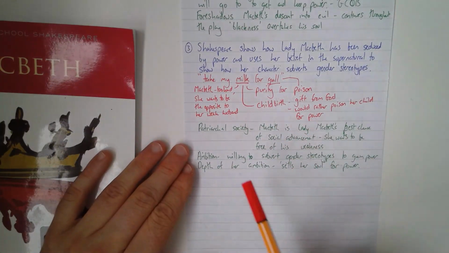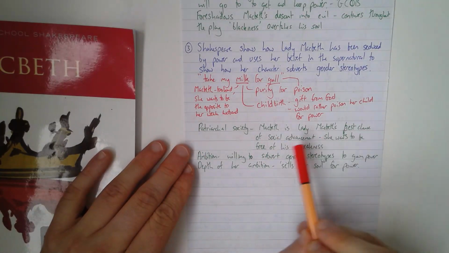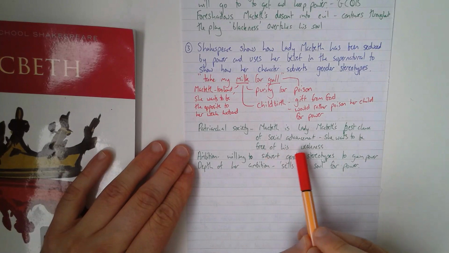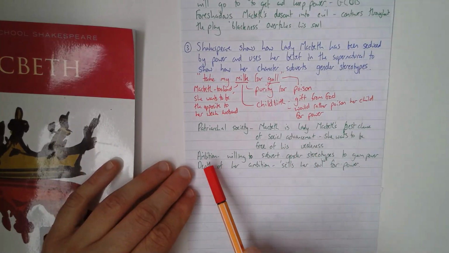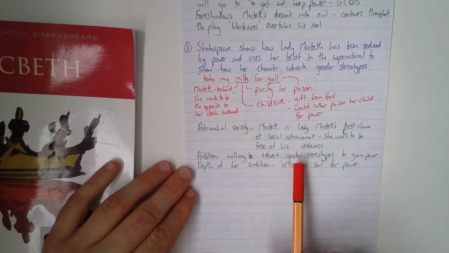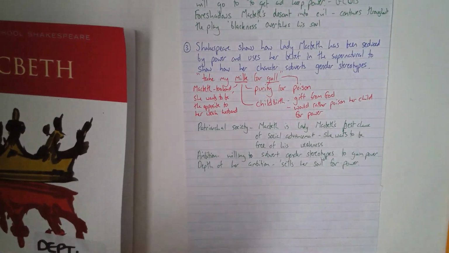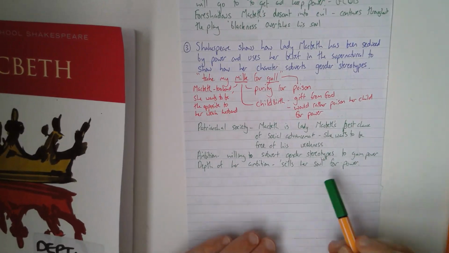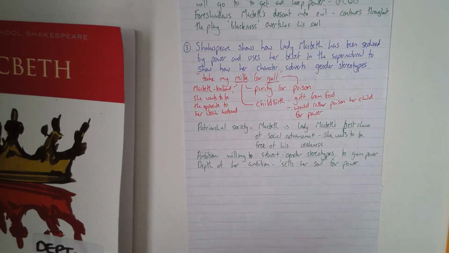And why does Shakespeare do that? Well, it's a patriarchal society. Macbeth is Lady Macbeth's best chance of social advancement. She wants to be free of his weakness to gain power. It's her ambition as a woman. She's willing to subvert gender stereotypes to gain power. It shows the depth of her ambition. She almost sells her soul to the devil in this scene for power, and in a desperate bid to keep power as well.